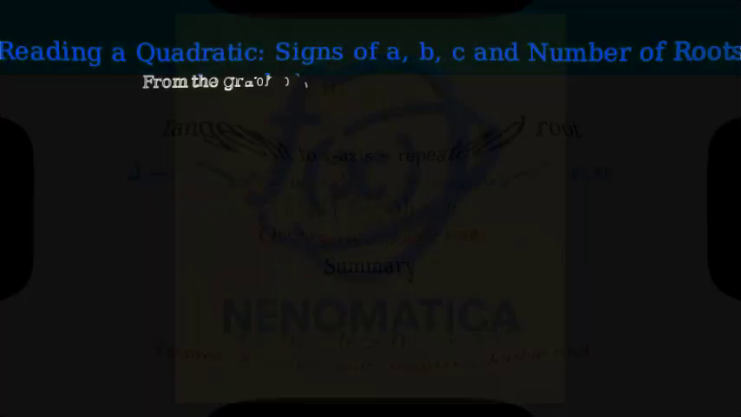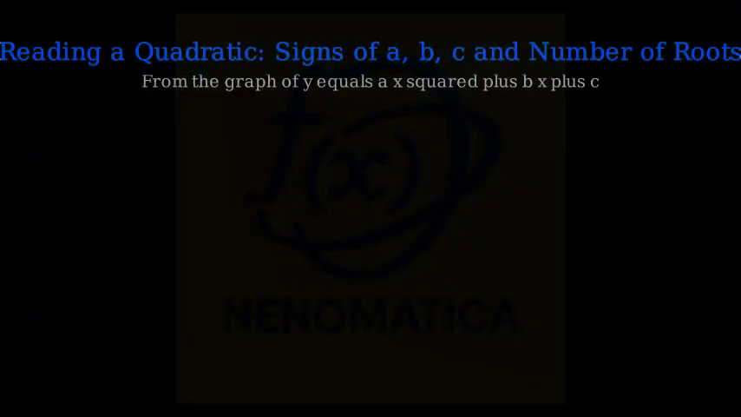In this lesson, we read a quadratic graph and deduce the signs of the coefficients A, B, and C, and determine how many real roots the equation has. We will use a concrete example with the same features as the provided sketch: an upward opening parabola with one negative and one positive x-intercept, and a y-intercept below the x-axis.